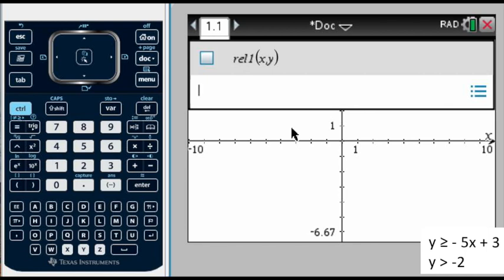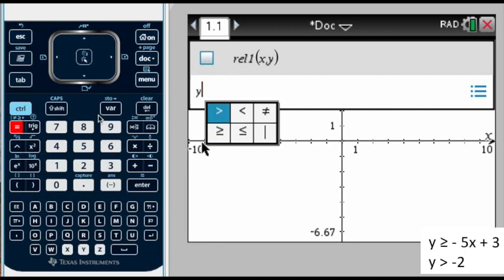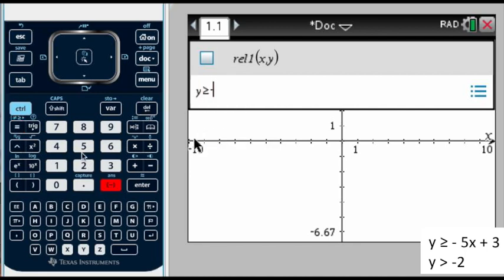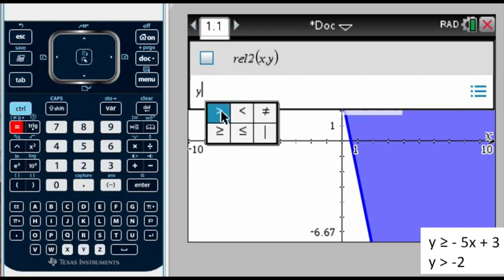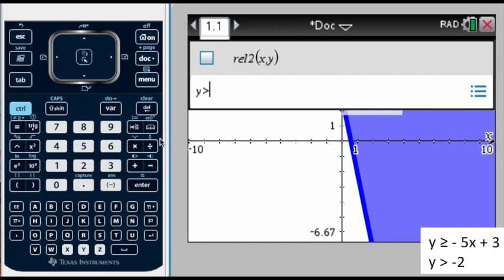Here we are going to type our first inequality, which is y, control equals for my inequality symbol, greater or equal than negative 5x plus 3. We're going to put the arrow down. You can see how it graphs. But now I'm going to put my second one, which is y, control equals for my inequality symbol, greater than negative 2.